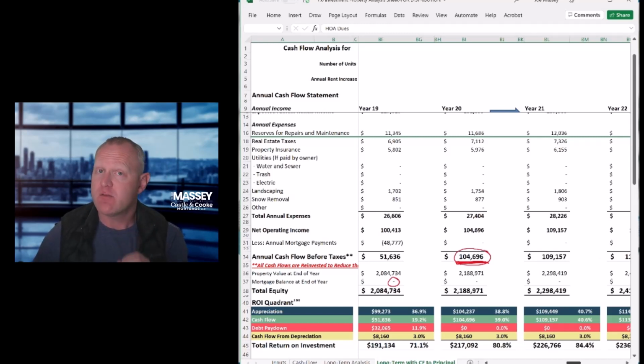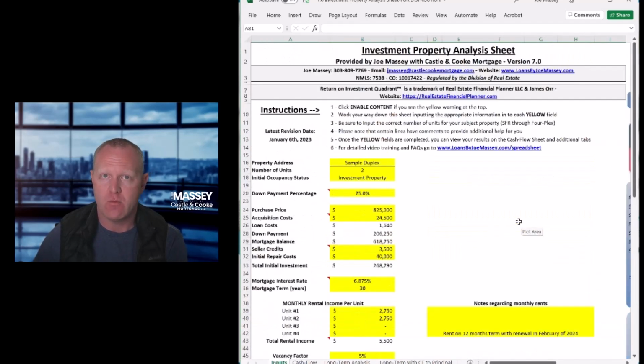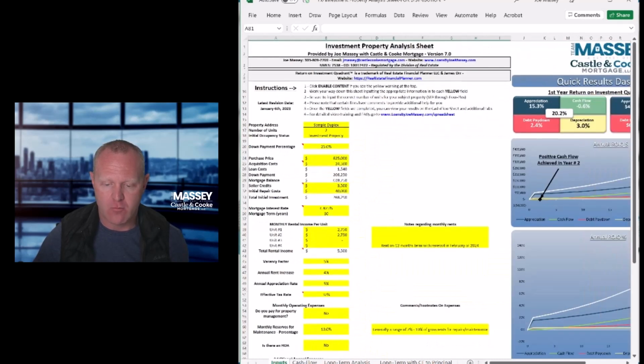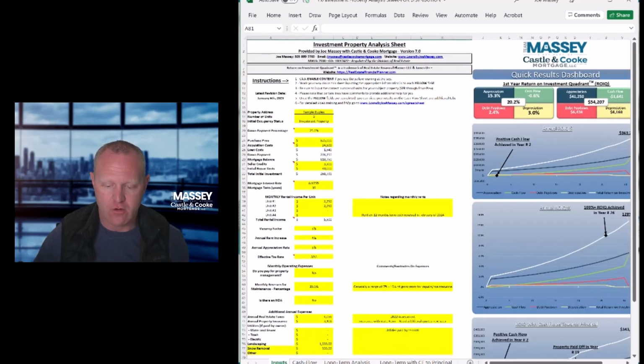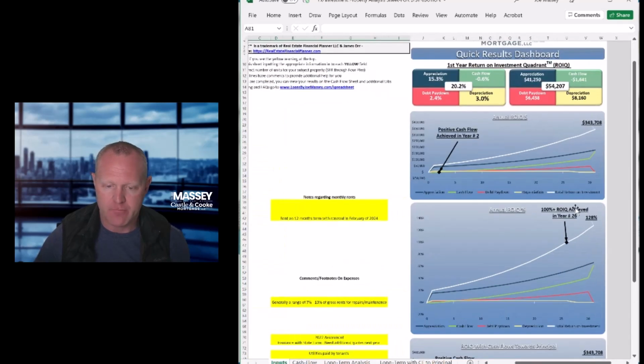So now let's look at some of the new features in this spreadsheet that we've added for version 7. Let's go back to our inputs tab. All right, this is all the same information that we input at the beginning of this video. And let's expand this spreadsheet a little bit. It's going to be a little more difficult to read on your phone or on your computer. But what you're going to see is there is now a quick results dashboard right here on the right-hand side. Let me zoom in, make sure you guys can see this okay.